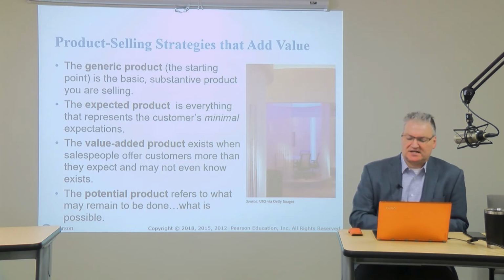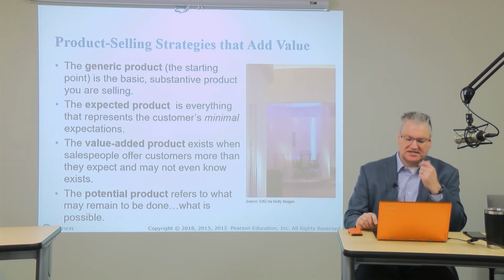The value-added product exists when many salespeople offer customers more than they expected and may not even know it exists. So again, this is the salesperson knowing more about what the customer's needs are, possibly than even the customer knows themselves, and being able to identify those points. The potential product refers to what may remain to be done, what's possible. It's more likely to be developed by salespeople who are close to their customers.